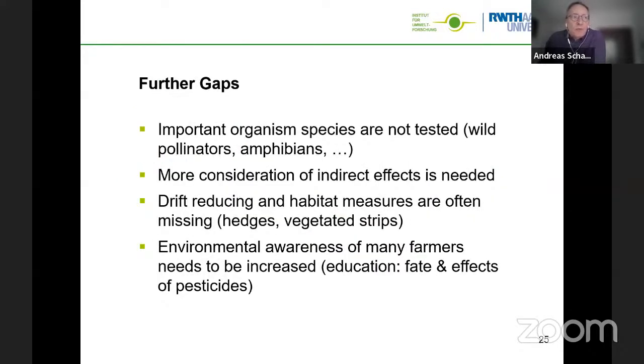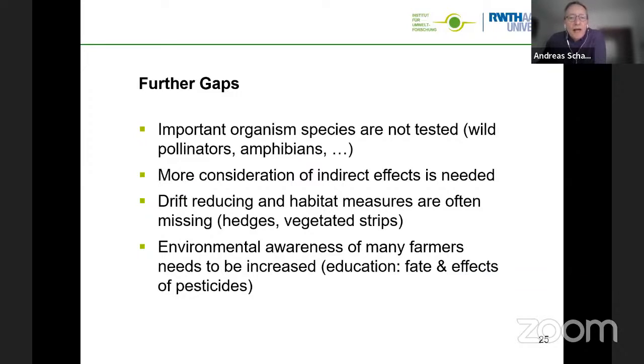There are further gaps, which I will not mention today because it's going too much into other fields. Important organism species are not tested, like wild pollinators, amphibians. More consideration of indirect effects is needed.